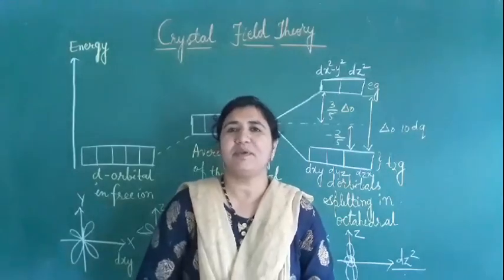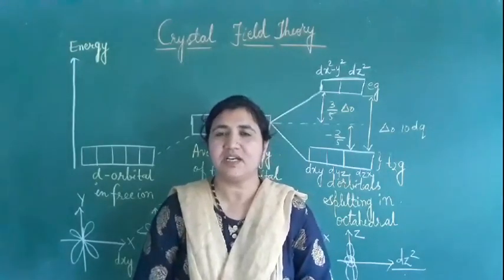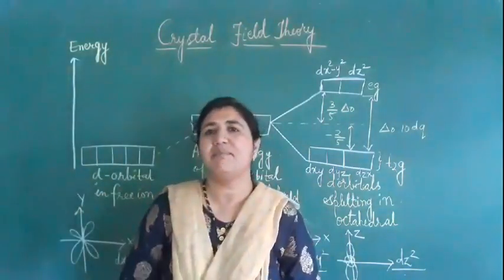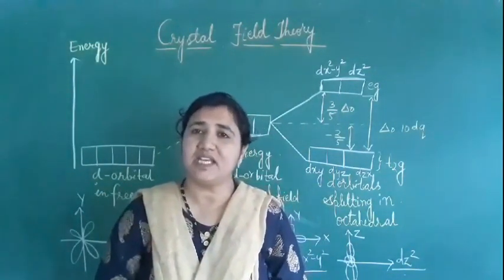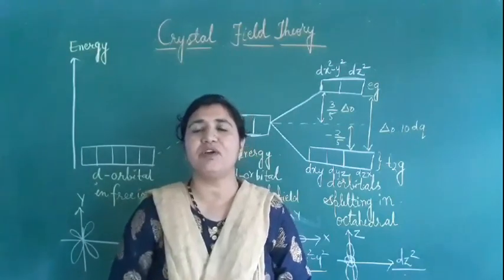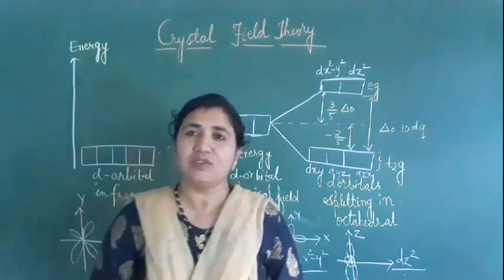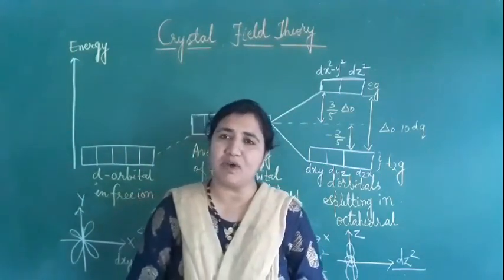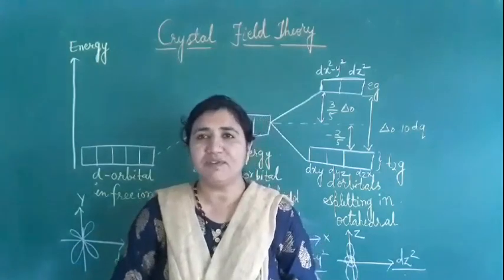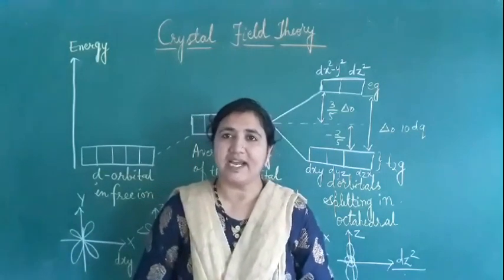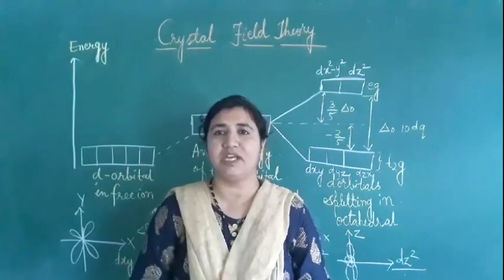Students, today's topic is crystal field theory. Crystal field theory explains the bonding between the metal and ligand. VBT says that the bond between the metal and ligand is a purely covalent coordinate bond, so intermixing of atomic orbitals takes place and overlapping of orbitals is there. But crystal field theory says that the bond between the metal and ligand is purely ionic.